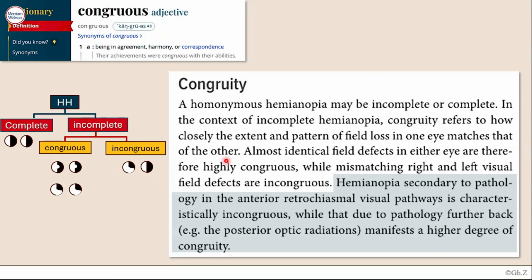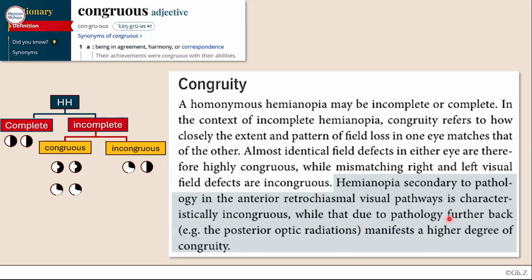Let's read aloud this part. A homonymous hemianopia may be incomplete or complete. In the context of incomplete hemianopia, congruity refers to how closely the extent and pattern of field loss in one eye matches that of the other. Almost identical field defects in either eye are therefore highly congruous, while mismatching right and left visual field defects are incongruous.